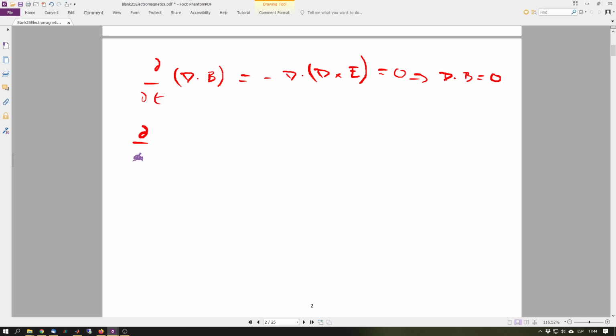And we can do the same for the second equation. The divergence of the electrical flow is equal to the divergence of the rotation of the magnetic field, and this, for the same reason, is also equal to 0.